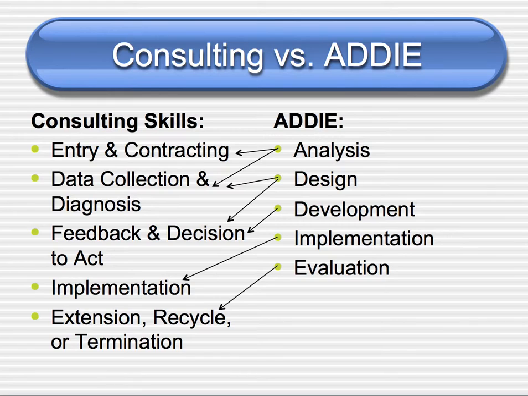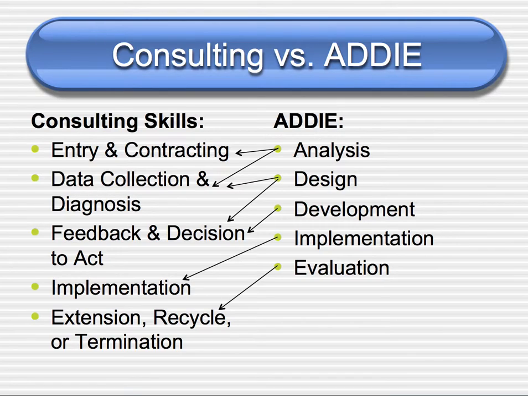Feedback and decision to act probably has an arrow back to analysis as well, and a really small arrow to development, because you're really not into development as part of the consulting here. And then implementation maps directly to implementation, and evaluation maps to extension, recycle, and terminate. So let's take a look at these 5 phases.